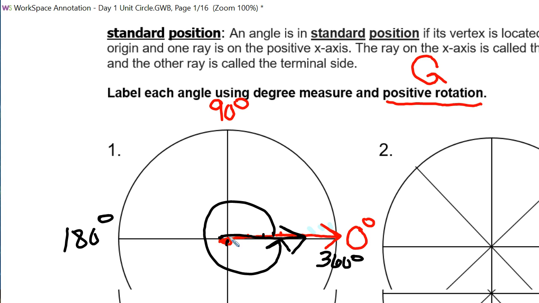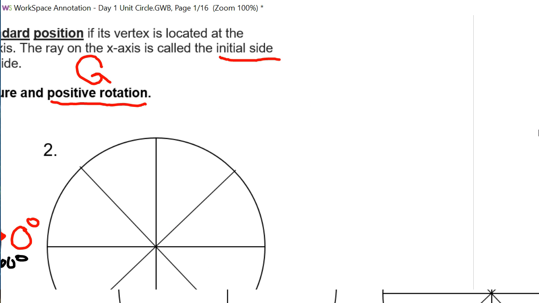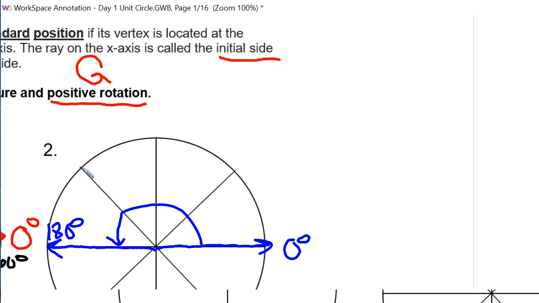Now I'm going to change colors so that things don't get confused. Now looking at problem number 2. Same thing, we need to split up that circle into degree measures. So over here, this starting side, what do we start at over here? 0 degrees. And over here would be how many degrees? From here to here, 180 degrees. So that's 180 degrees. What would this one be? 90 degrees.